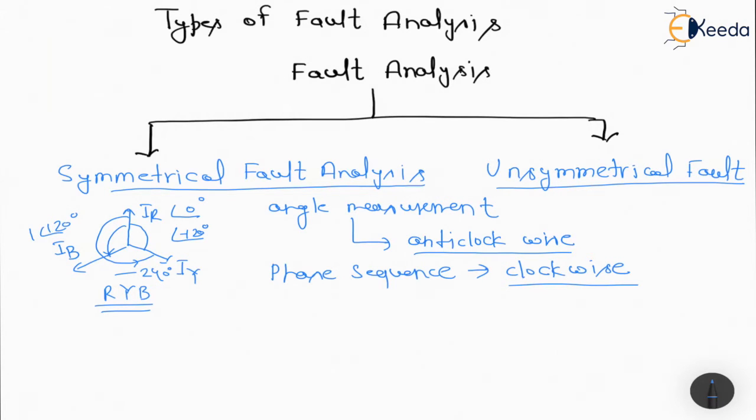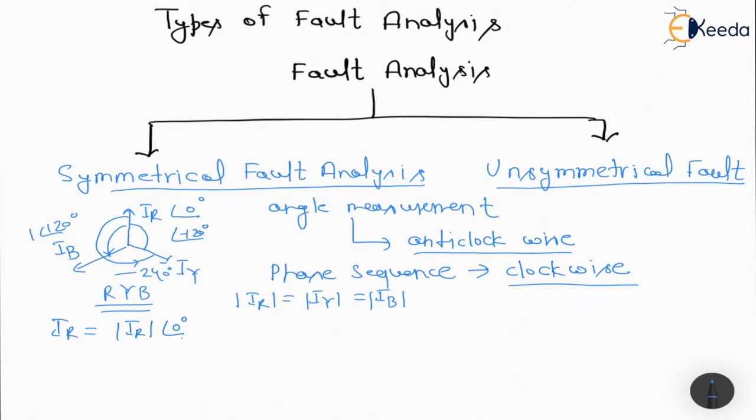So if our vectors are balanced, we can write IR is equal to the magnitude of IR at the angle of 0. We also know that if our vectors are symmetrical, the magnitudes will be equal, meaning IR will be equal to IY will be equal to IB. So all three magnitudes will be the same. So IR is the magnitude of IR at the angle of 0, because we have taken R as reference.